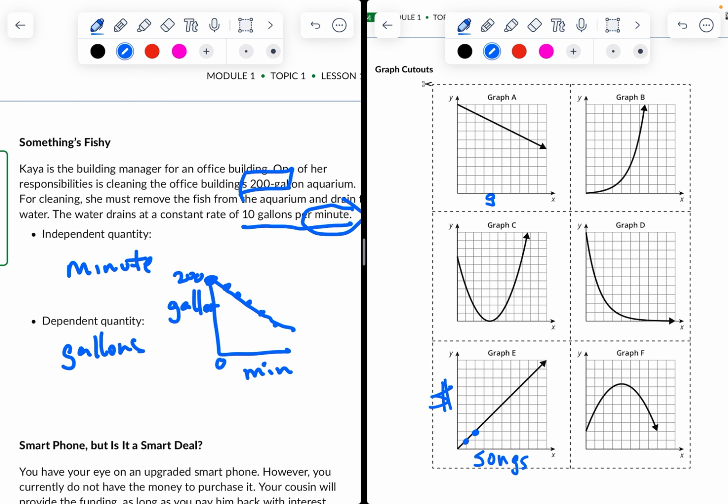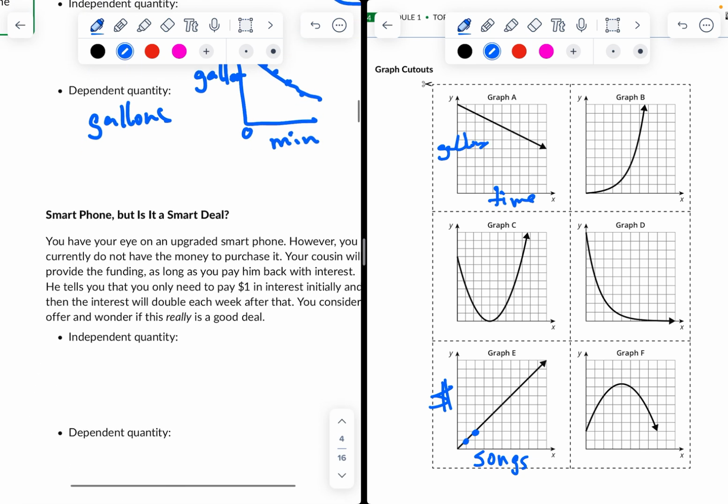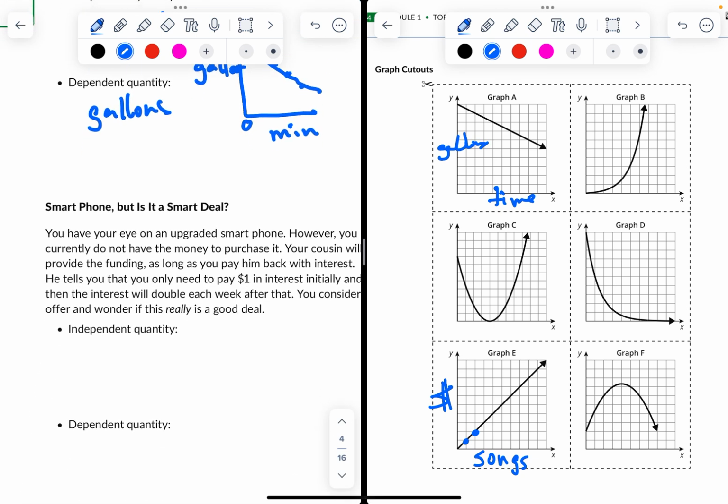I did not mean to put a G there. We have time and we have gallons. So that's graph A. Now, we're going to go through some more scenarios and we have 4 graphs remaining. I want you to look at these graphs and see what's happening.